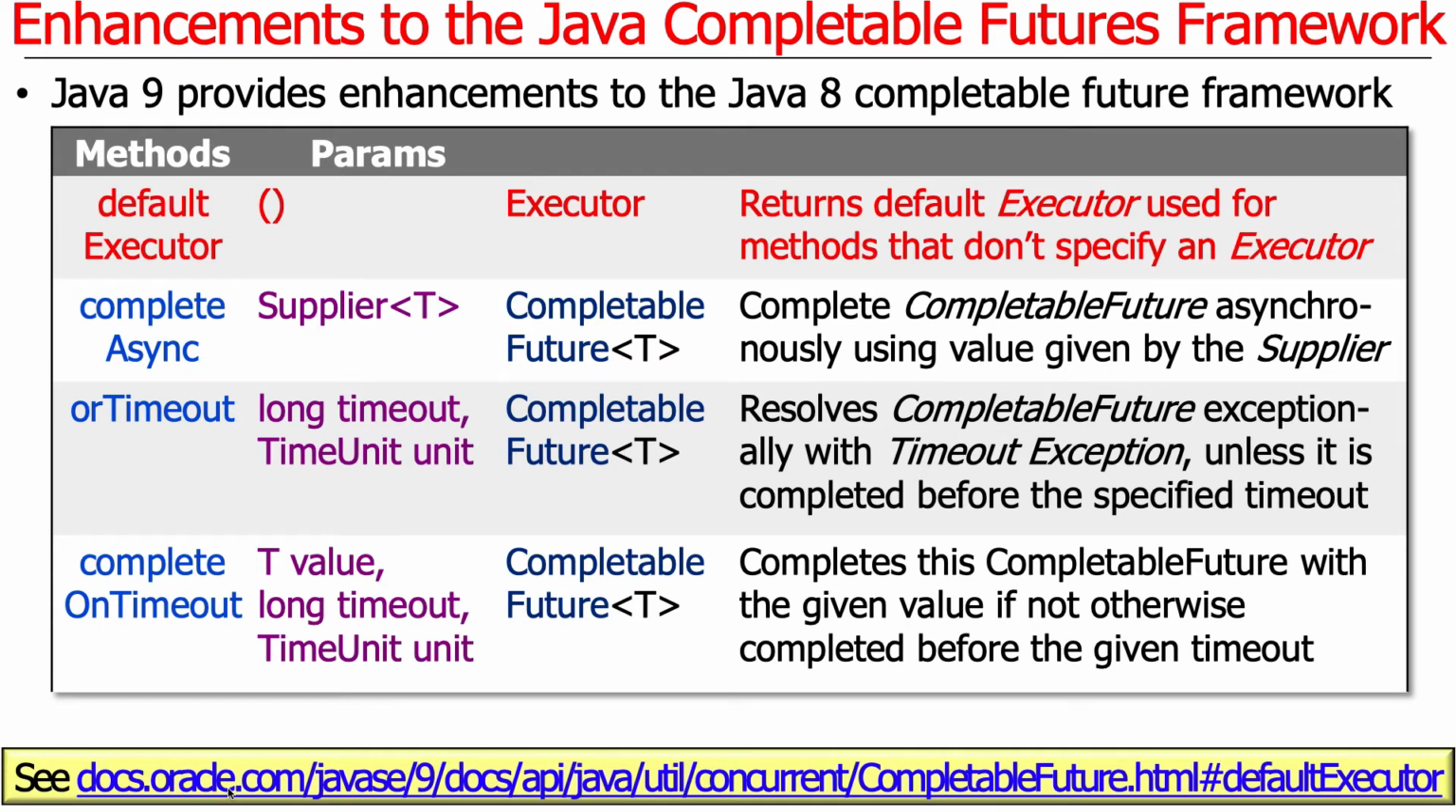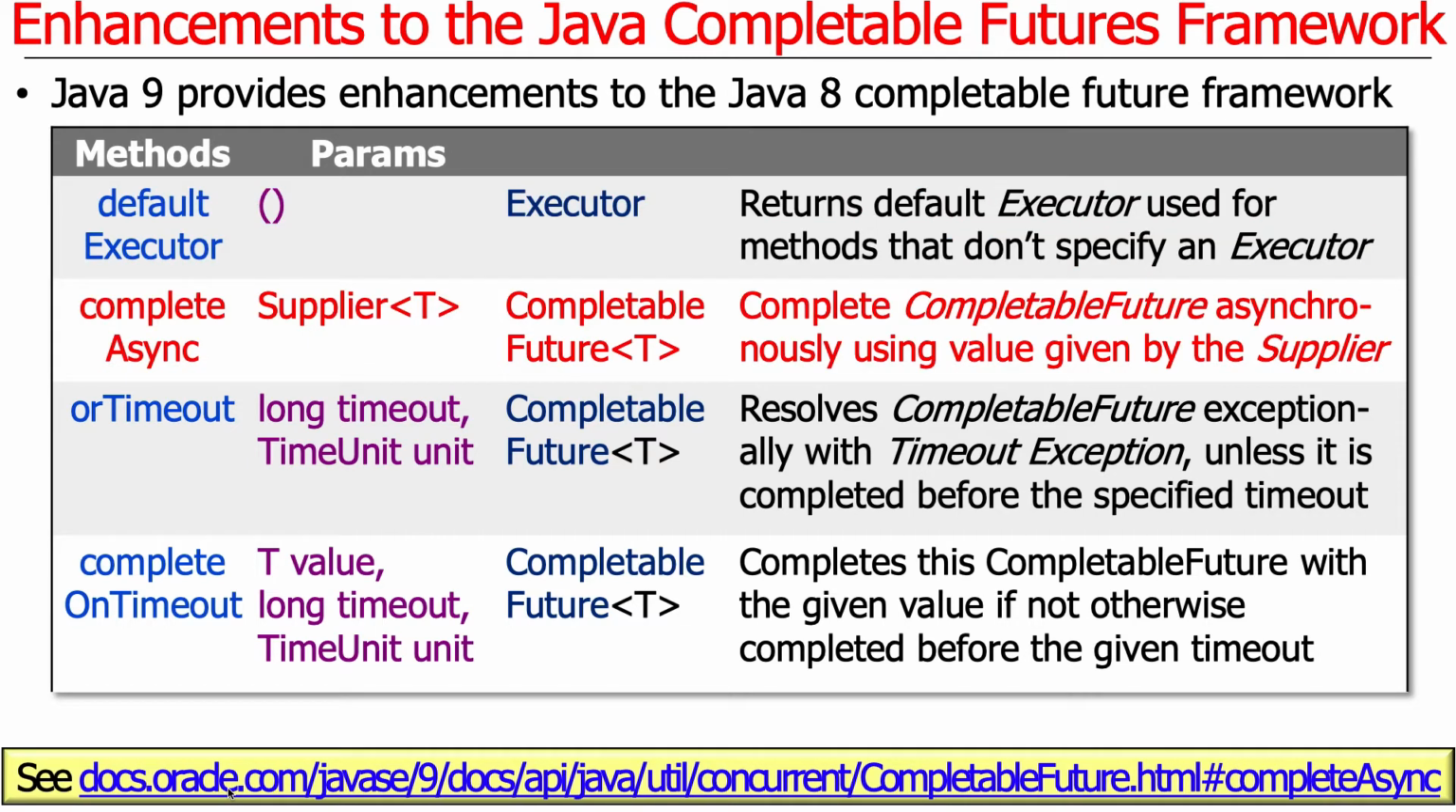One is that you can now have a factory method that returns the default executor. So if you don't provide an executor, it'll use the default executor. Before, it used to use the common fork join pool, but now you can specify what you want the default executor to be, so you get some more control over that.